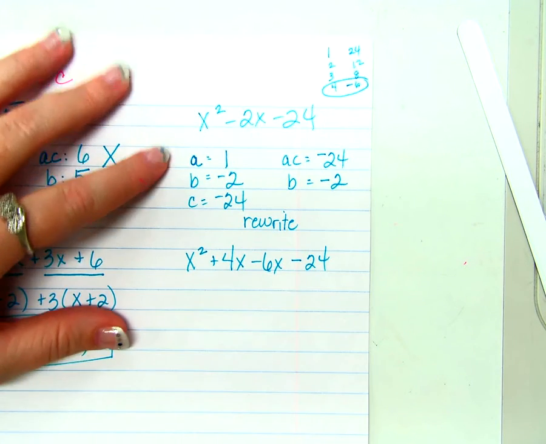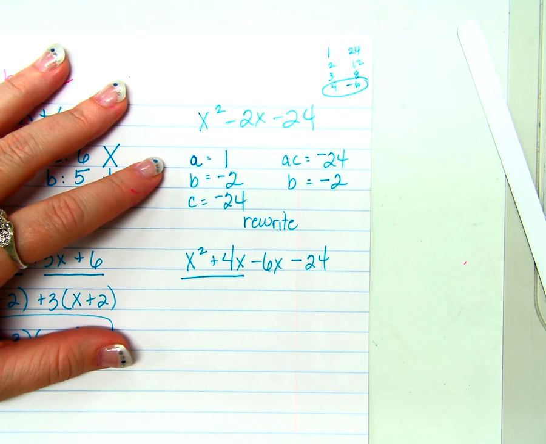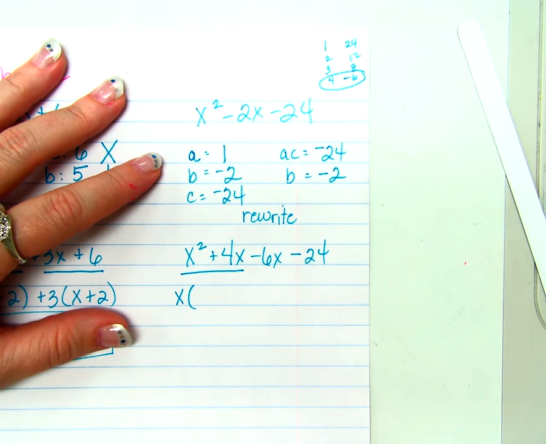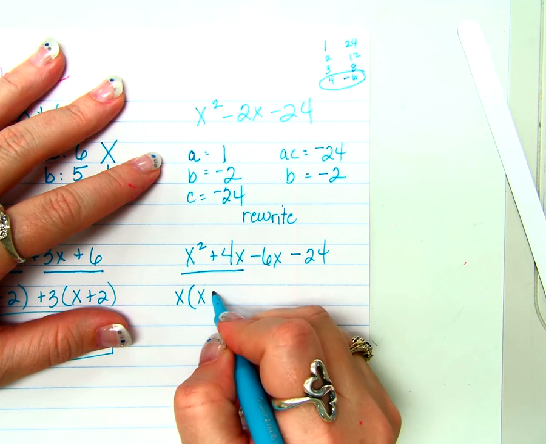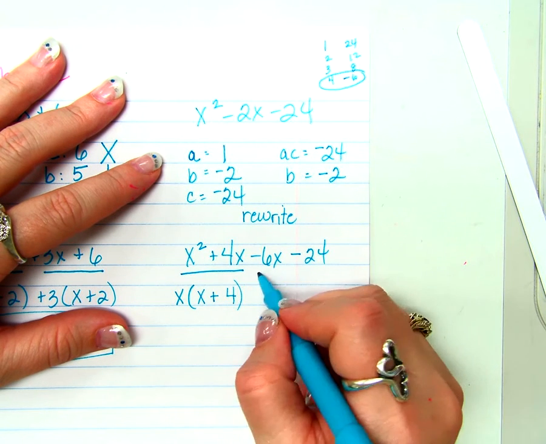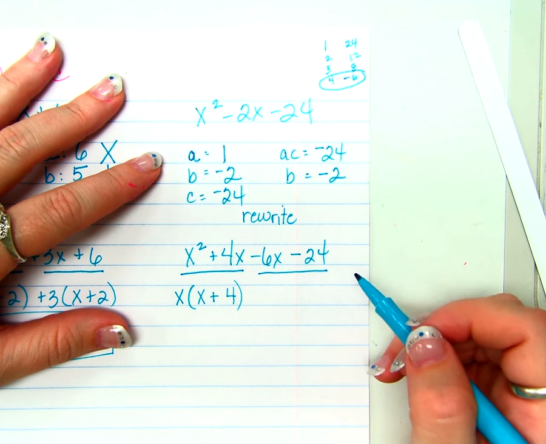Now I'm just factoring by grouping. Look at the first two terms. What do they have in common? What are they both divisible by? An x. What's left when I divide each term by x? X plus 4. Good. Look at your second two terms. What are they both divisible by? What do they have in common?